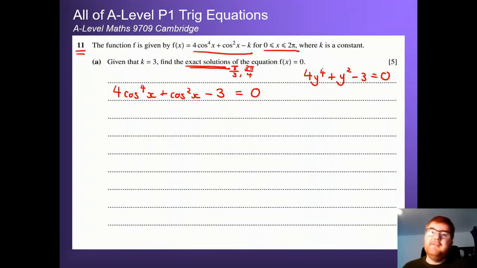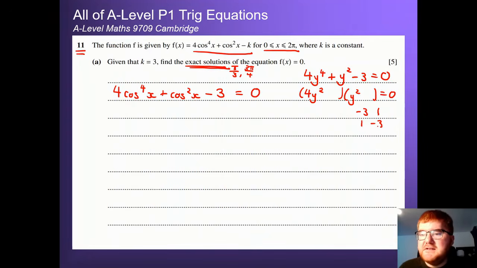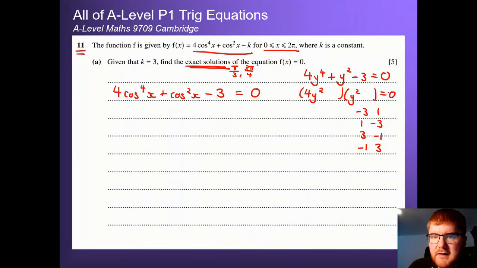We can actually factorize this. So if we have a look at this, we can structure this as 4y squared and then y squared. Then we think of the numbers that multiply to give us 3, or minus 3, so minus 3 and 1. Again, order matters here, or we can do 3 and minus 1, minus 1 and 3. We've got all the different combinations. And with a little bit of thought here, we can actually work out what needs to go in here.